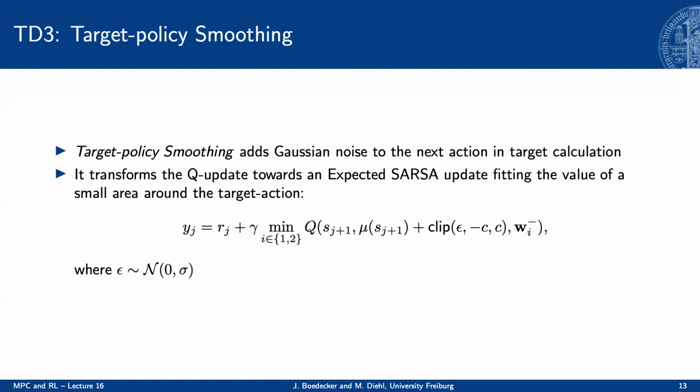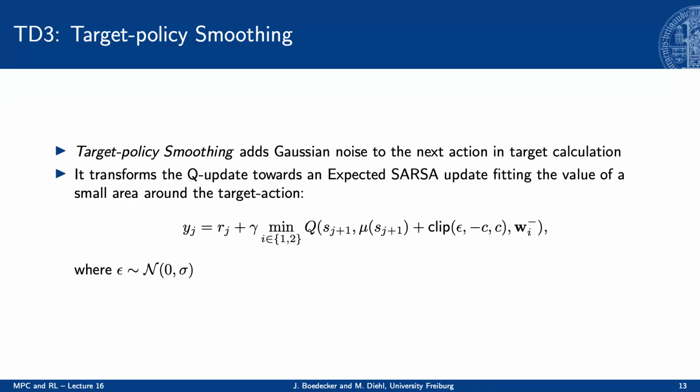And finally, target policy smoothing. That helps to stabilize things even a little bit more. It's a regularization that you do here, basically. You add Gaussian noise when you calculate your targets, your update targets.